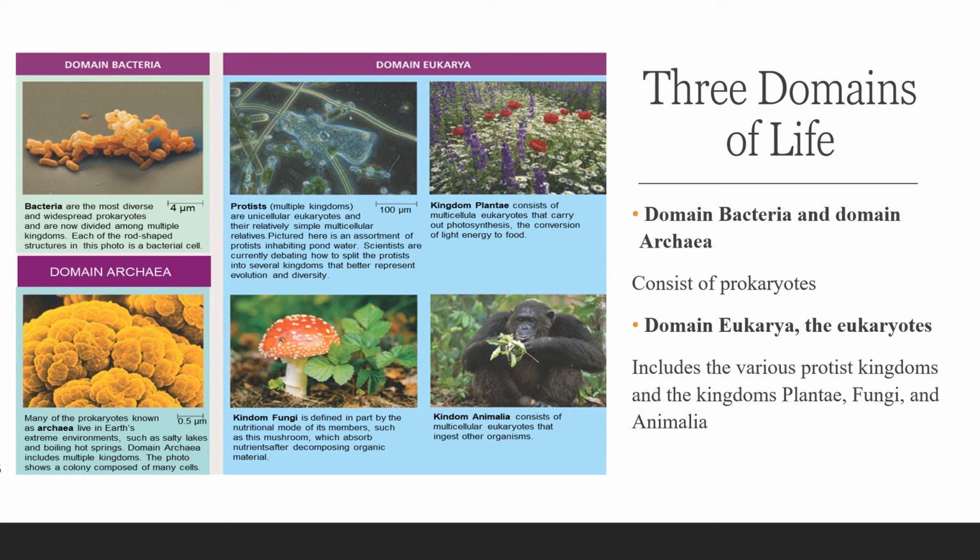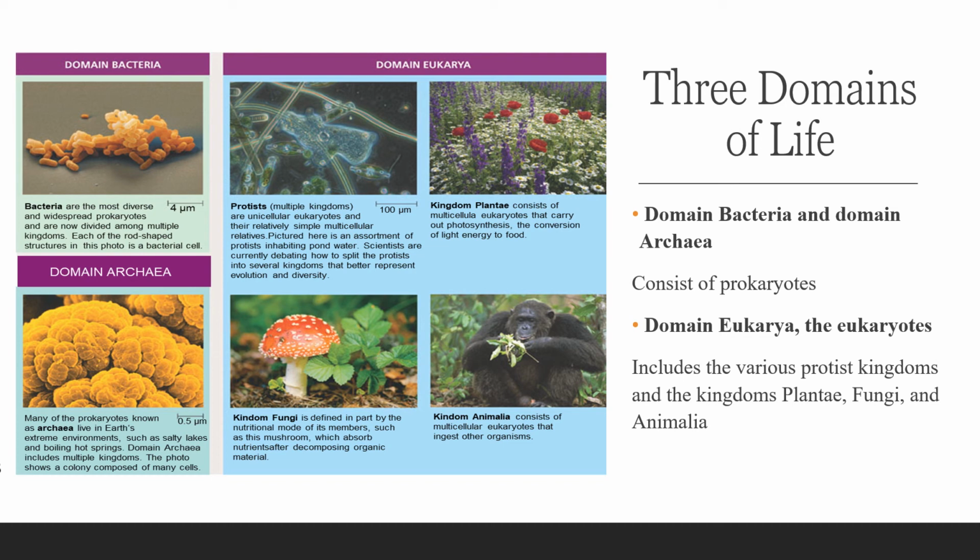So here, if you look at domain bacteria, bacteria are the most diverse and widespread prokaryotes and are now divided among multiple kingdoms. Each of the rod-shaped structure in this photo is a bacterial cell. Next we move on to domain archaea. Many of the prokaryotes known as archaea live in Earth's extreme environments such as salty lakes, boiling hot springs. Domain archaea includes multiple kingdoms. The photo shows a colony composed of many cells.